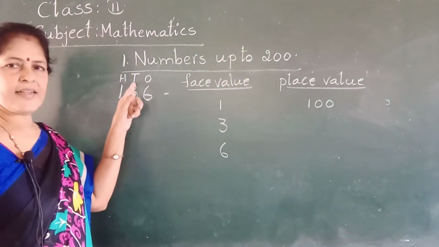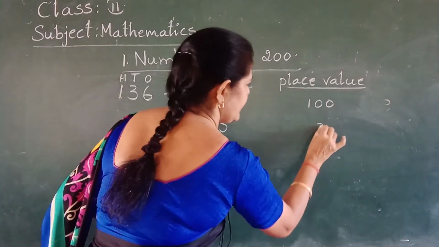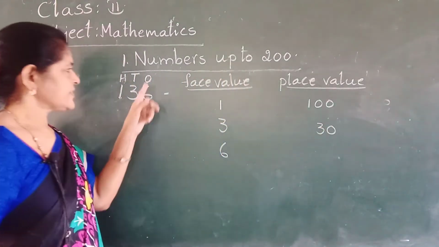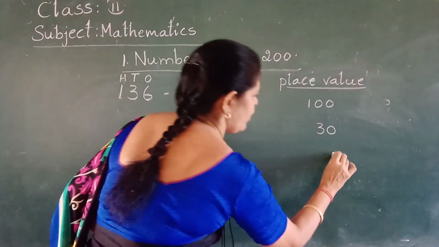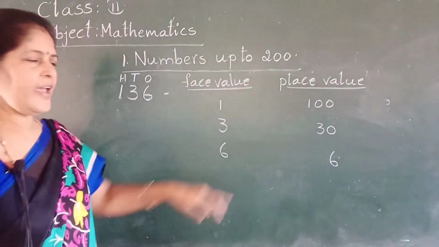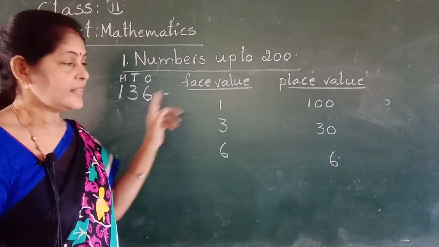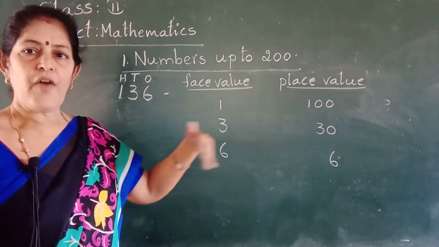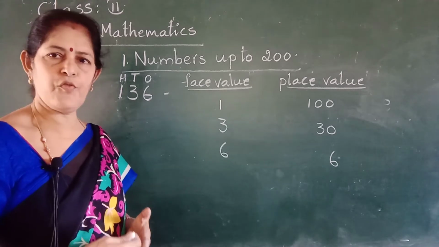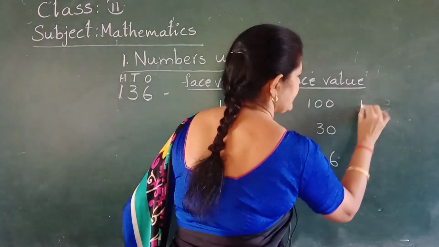3 is in the tens place. The value of 3 is 30. 6 is in the ones place. The value of 6 is 6. Okay, 136, we got the same number. This is in number. When you are writing in words, you have to write like this.